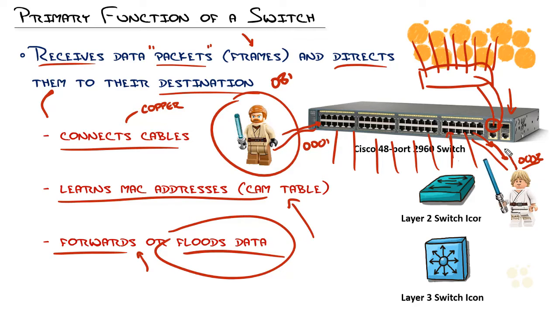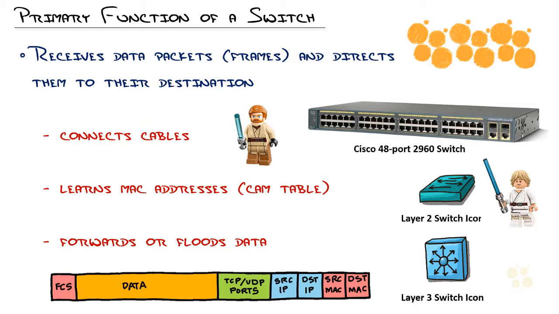When Luke gets that and responds, now the switch knows his MAC address, adds it to that CAM table, is on port, let's just say 24 down there. Actually, that'd be more like 48, because that's a 48-port switch. And all the future communication between Obi-Wan and Luke is forwarded rather than flooded.